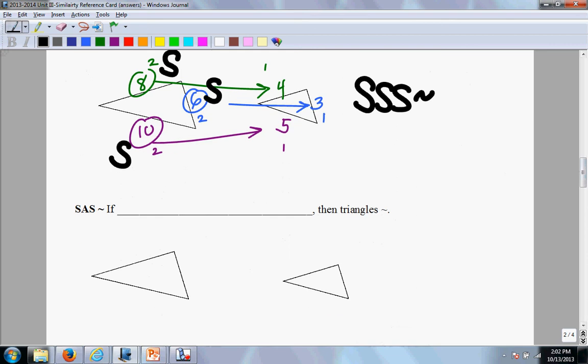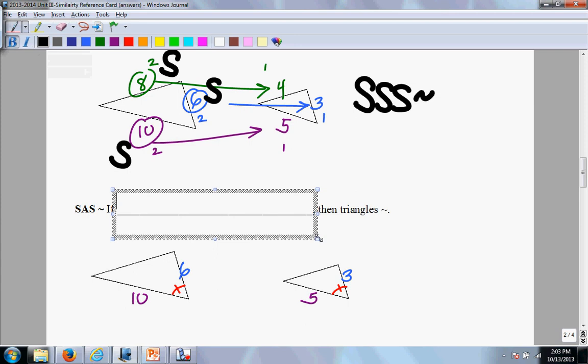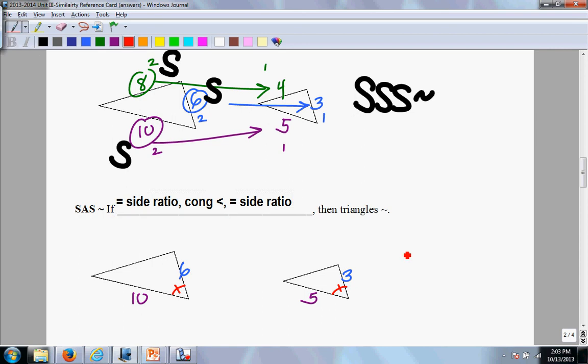The last one says this. Let me give you an example. Let's say here this was 3 and this was 6. And let's say this was 5 and this was 10. And let's say we had this angle squeezed between, also congruent. So this shortcut says this. If you have a pair of equal side ratios, a congruent angle, and then another pair of equal side ratios, then the triangles are similar.